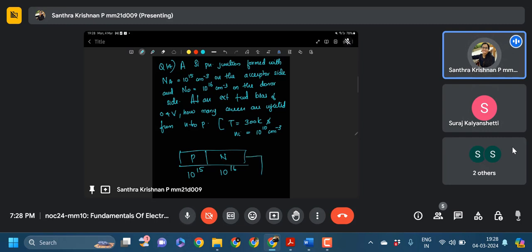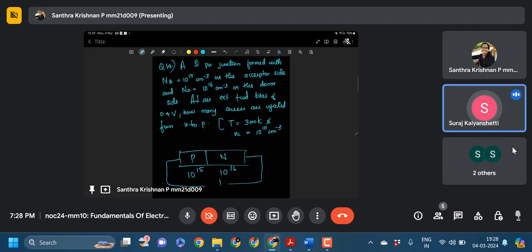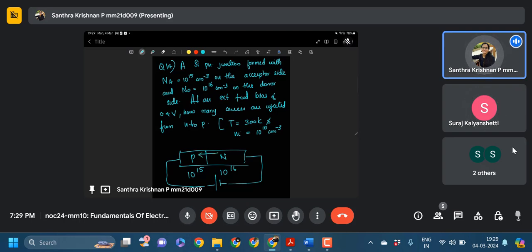Forward bias meaning that N will be connected to positive. Because of this, whatever electrons are there will be forced to move to the P side. And when they reach the P side, they become the minority carriers. So this is actually minority carrier injection.